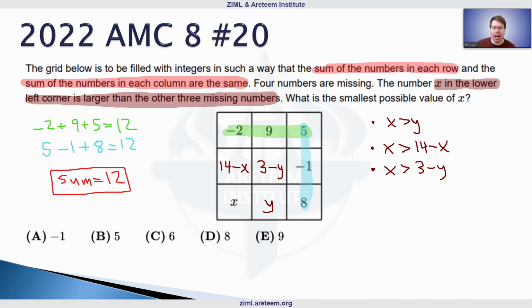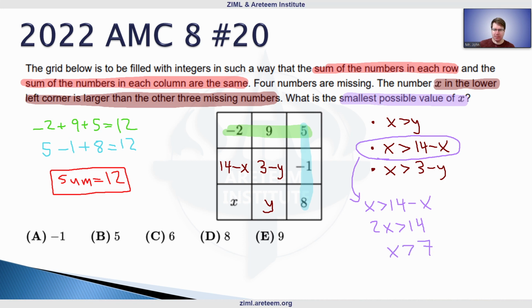Now, in terms of our question then, there's still probably infinitely many things, but we need to also find the smallest possible value for x. That's what our final question is asking about here. Now, if we look at these inequalities, one of them should jump out at us. One of them is only in terms of x. So we have this one here, and this tells us that x needs to be greater than 14 minus x. So this is 2x is greater than 14, and x needs to be greater than 7.